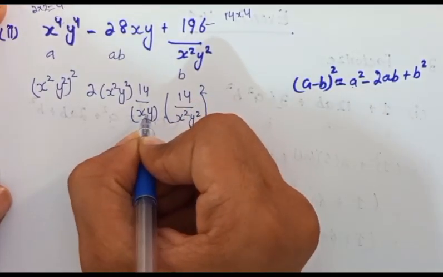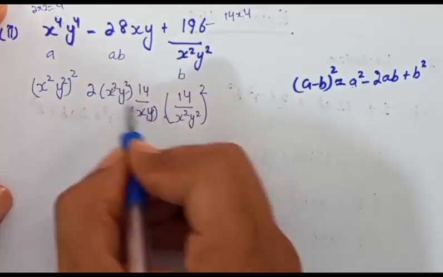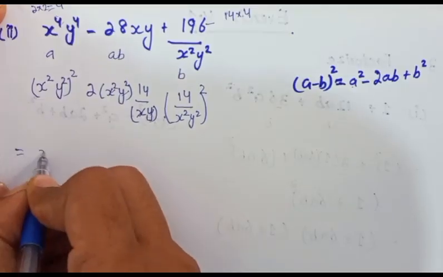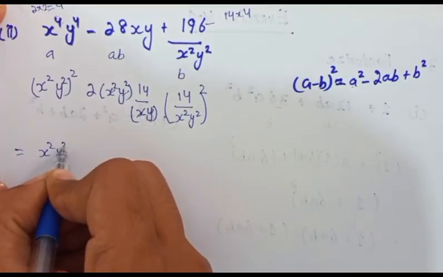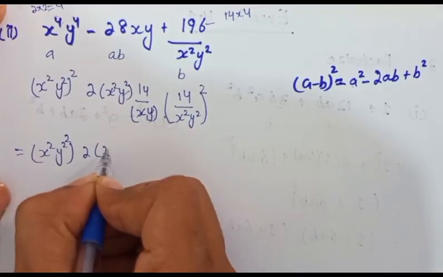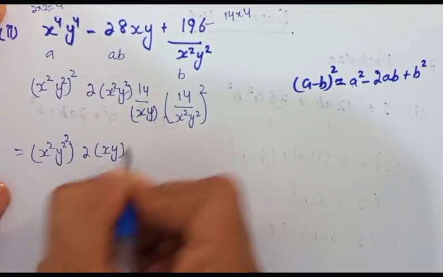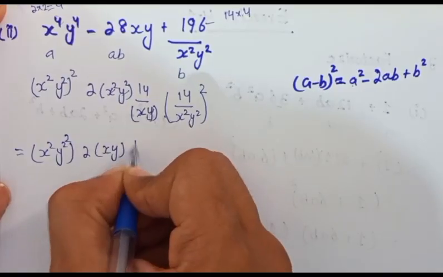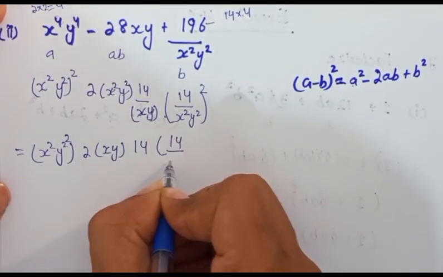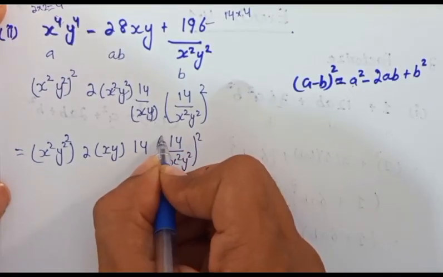So this xy will be cancelled with this 1 xy. What will remain? x square y square, 2 into just 14 is remaining. This was cancelled, 14. Now 14 over x square y square, all square.